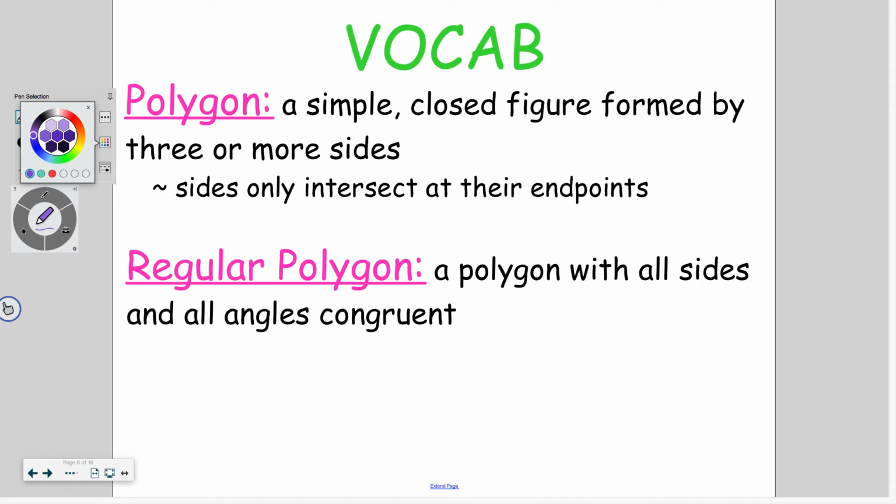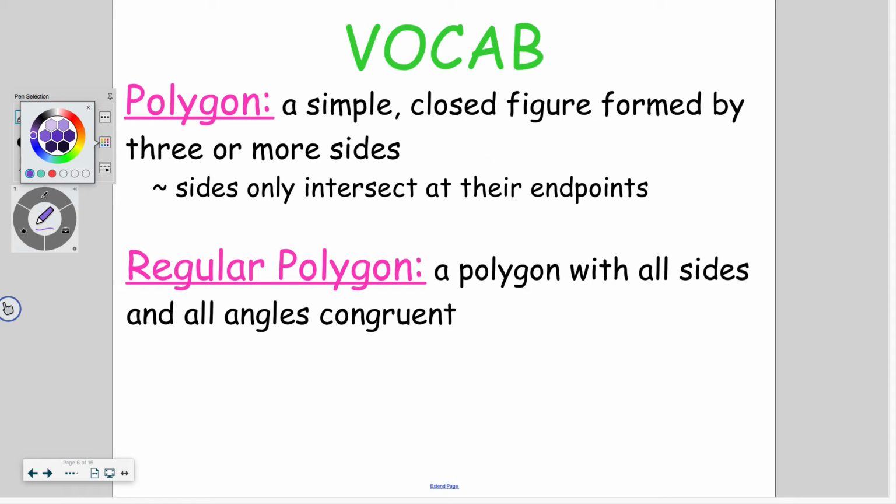Other vocab that we have for this section is polygon. So that is a simple closed figure formed by 3 or more sides. Each of the sides intersect at their endpoint. That's what it means to be simple. So we don't have any sides that cross over each other and then meet. So we can't have anything crossing over. Closed, again, means that there's no gaps.